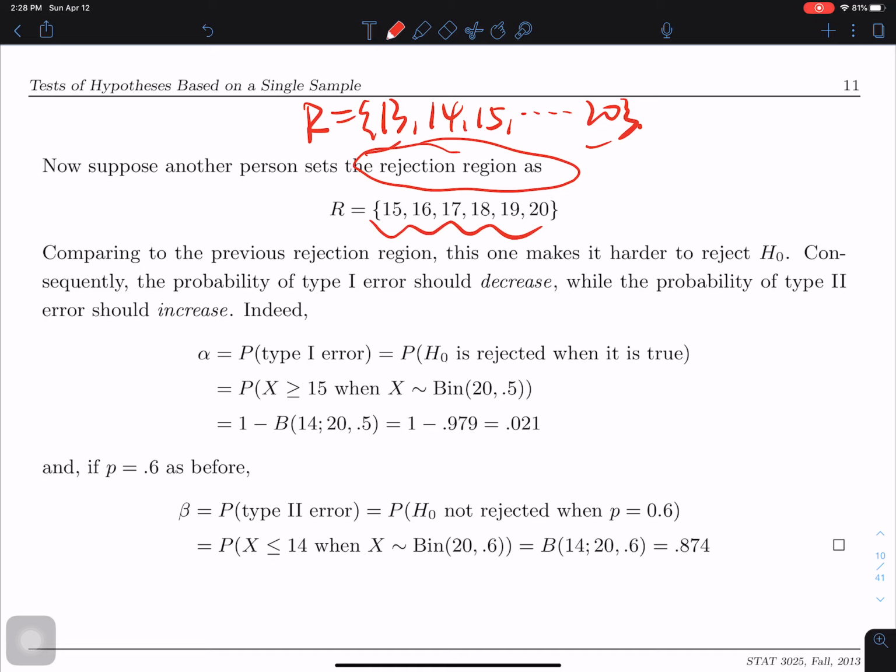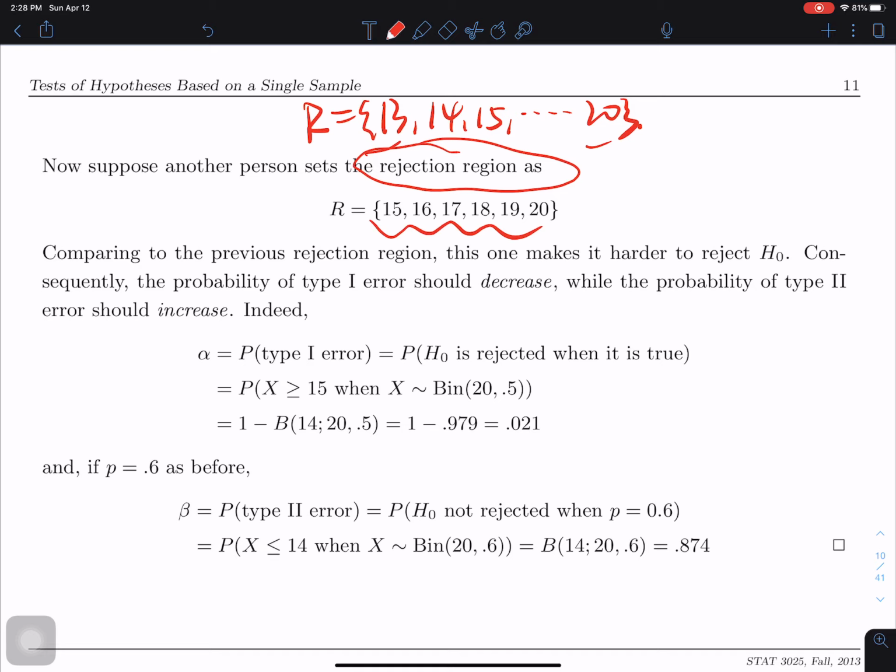Now, comparing to the previous rejection region, this one obviously makes it harder to reject H0, right? Because I have to be over 15 to reject H0. And consequently, the probability of type 1 error should decrease, while the probability of type 2 error should increase.